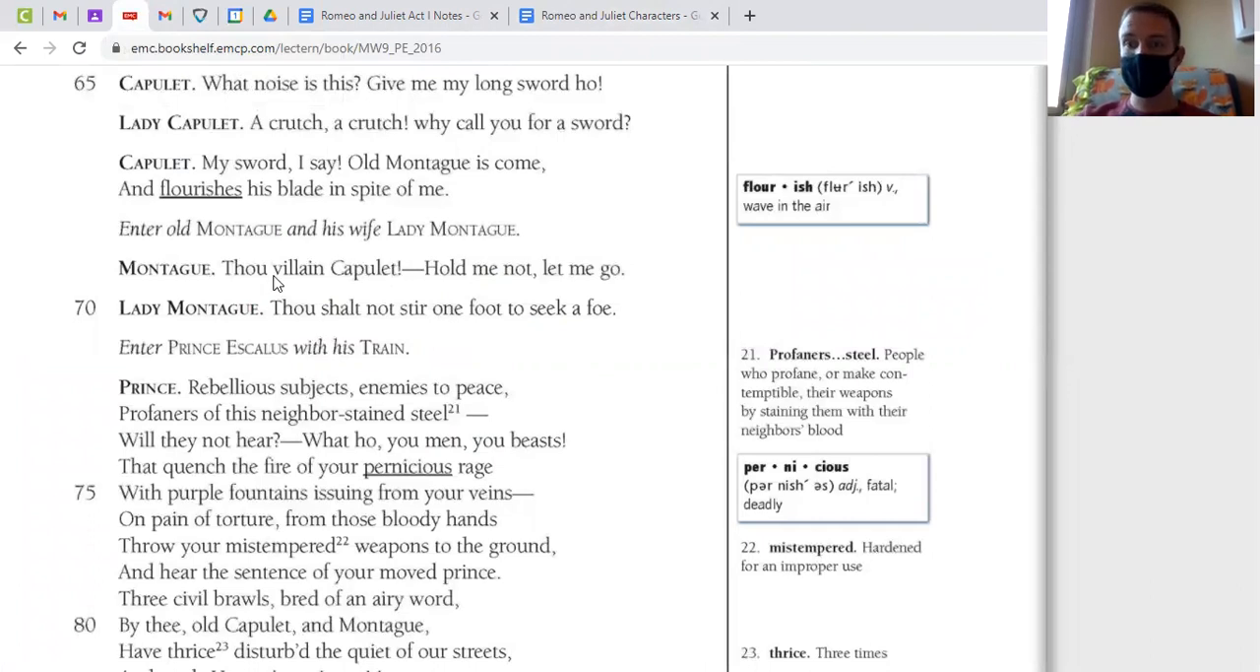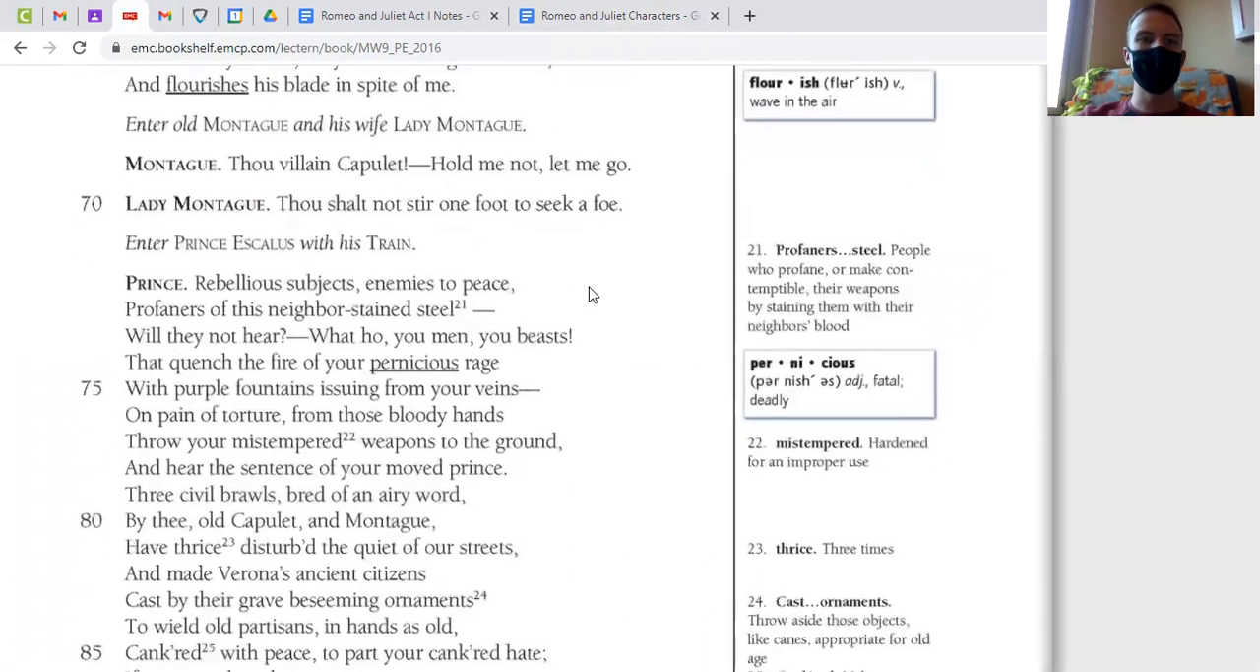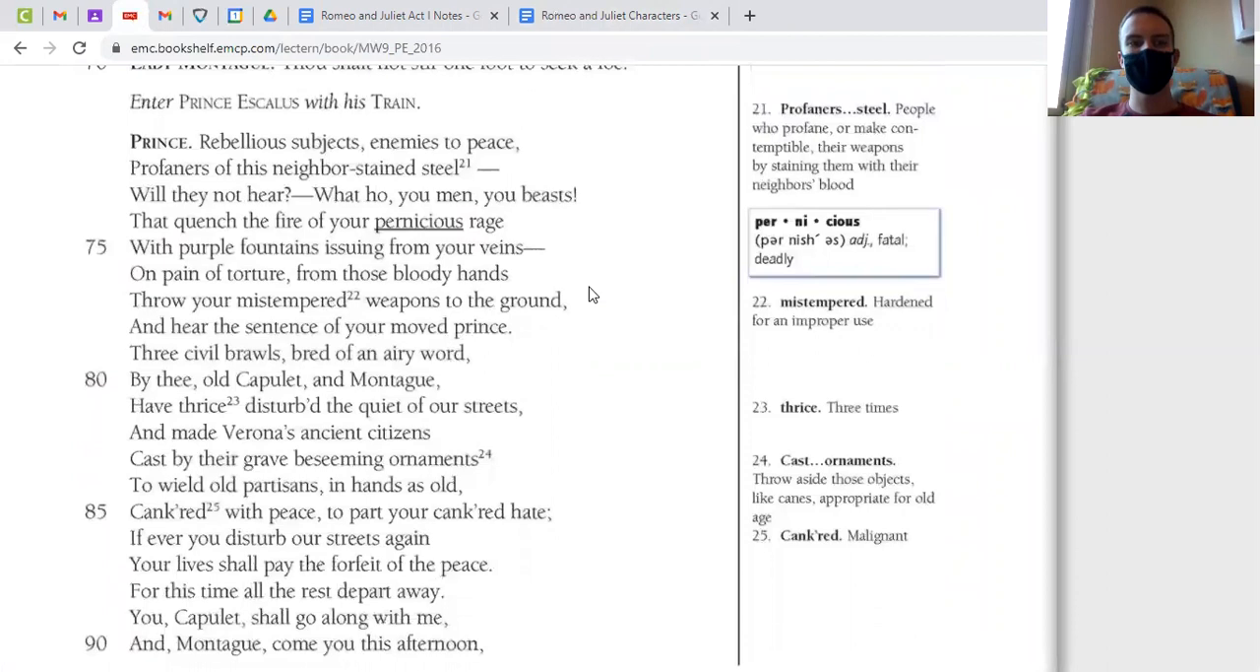Montague's going to go fight Capulet. He says, "Hold me not, let me go." So his wife is holding him back. She says, "Thou shalt not stir one foot to seek a foe." So basically, no, I'm not going to let you go fight this guy. You're too old. So these two guys are yelling at each other from across the street. And then we have Prince Aeschylus come in.